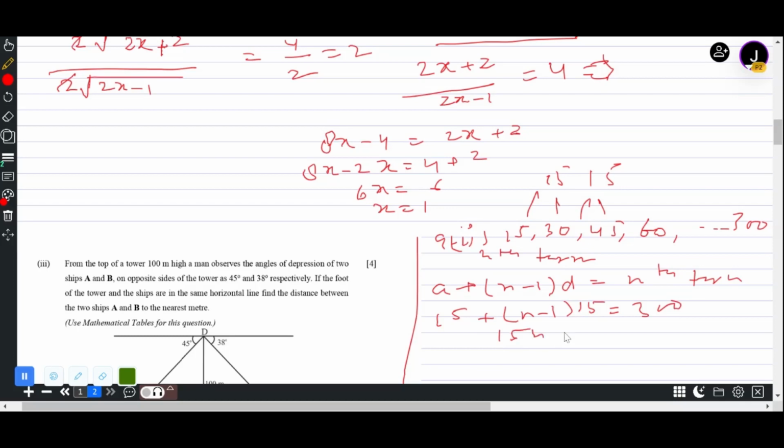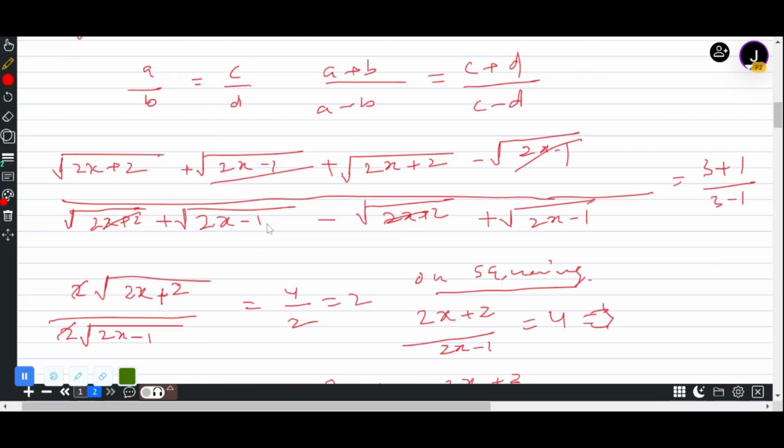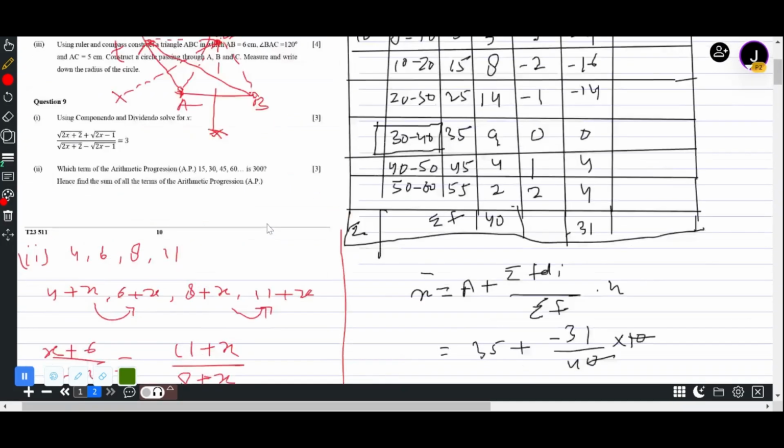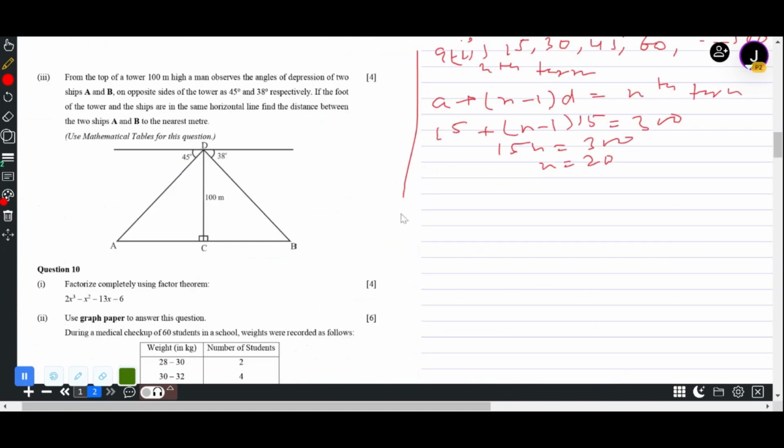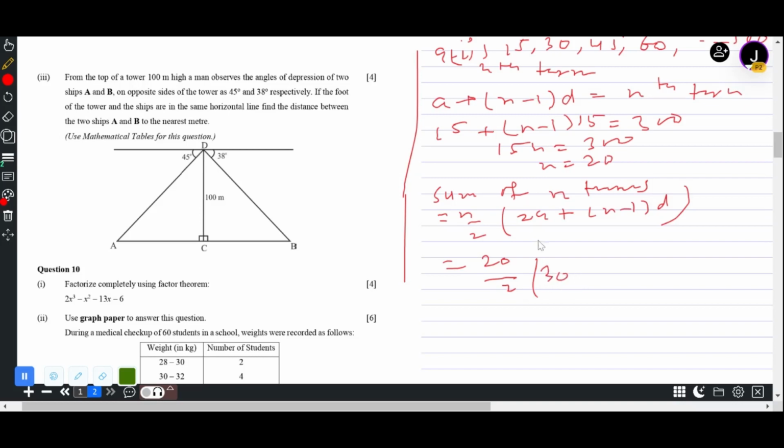15, 30, 45, 60 are the terms and 300. Which term is 300? Presuming nth term. So, what is the formula for n? a plus (n minus 1)d is equal to the nth term. What is a here? 15. What is n here? We don't know. What is the common difference? 15. Right? So, that is also 15, is equal to 300. So, from here we get 15n is equal to 300. So, n is equal to 20. Right? n is equal to 20.